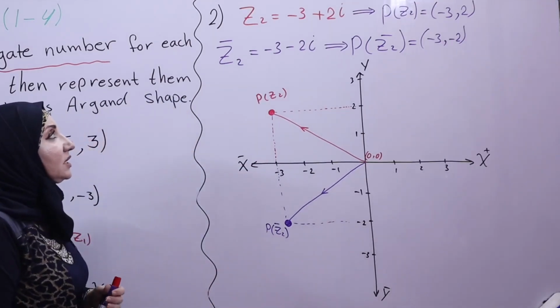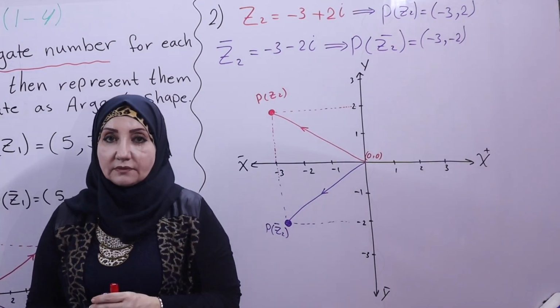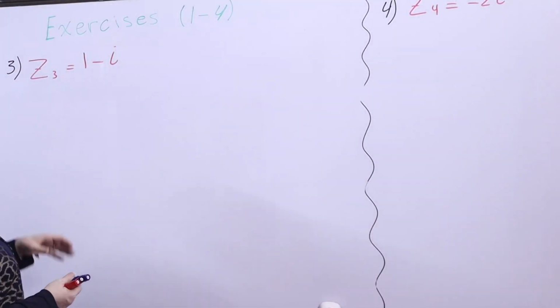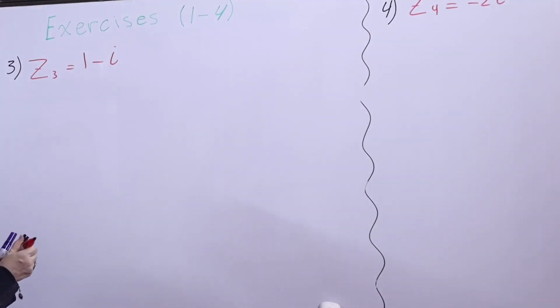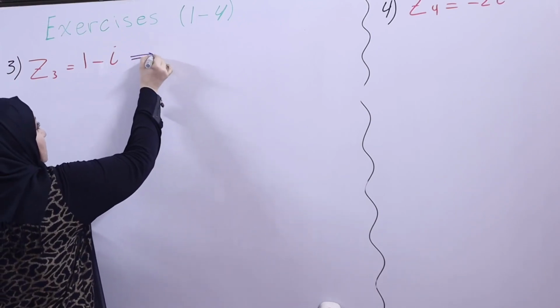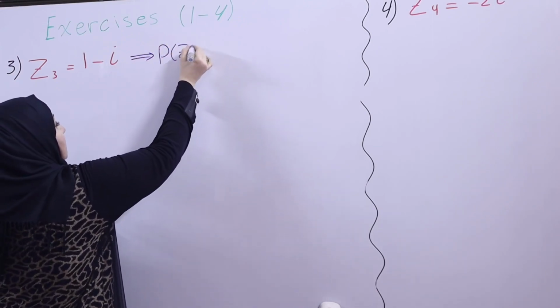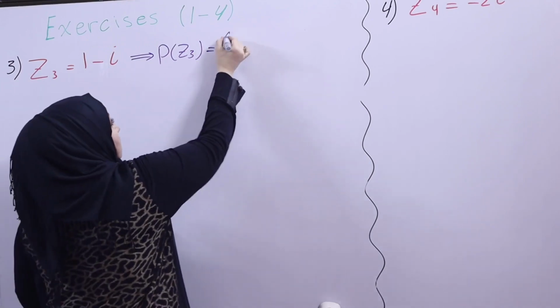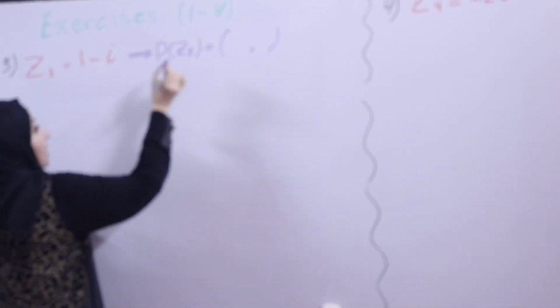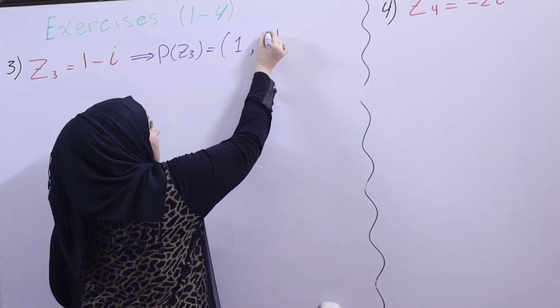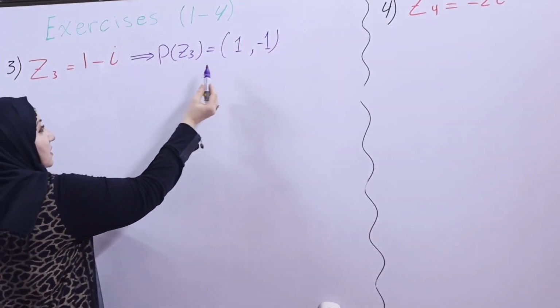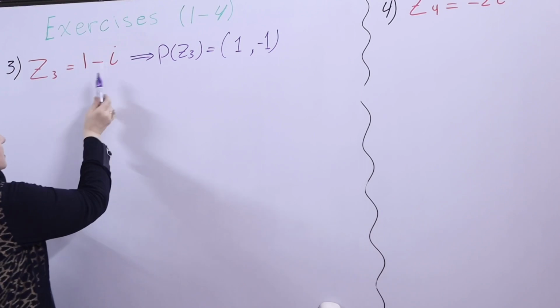This is the representation of section 2. And now we will solve section 3 of question 2. The complex number in section 3 is Z3 equals 1 minus i. So that means the point which represents Z3 will be the ordered pair. The real part will be the x coordinate and the imaginary part will be the y coordinate. So this is the Cartesian form for this complex number.